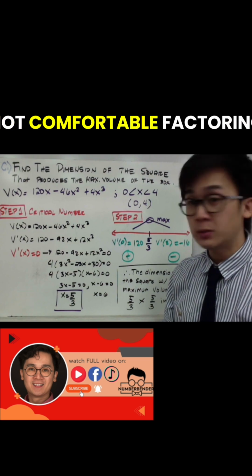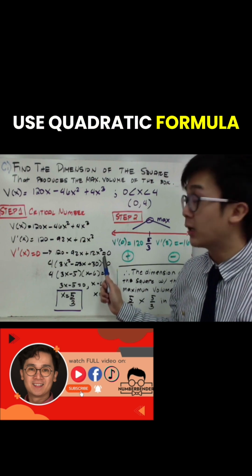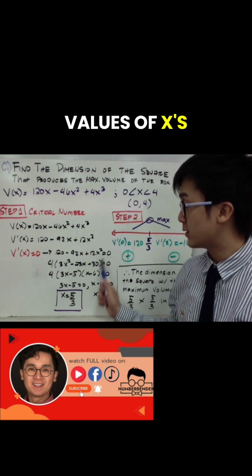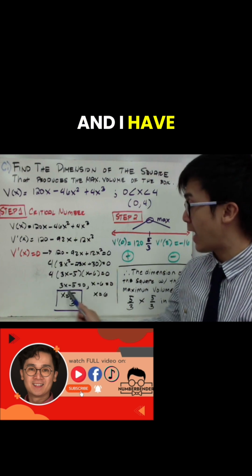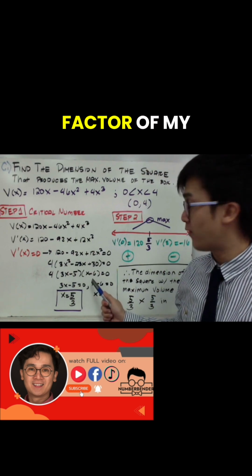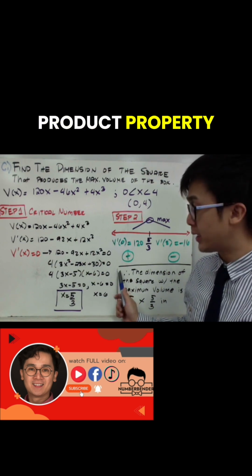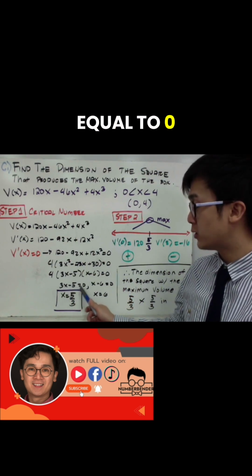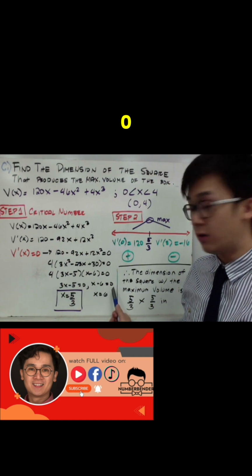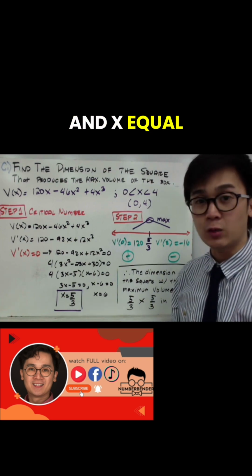So if you're not comfortable factoring out a big number like this, you can certainly use the quadratic formula to find the values of x. But here I factored it out, and I have 4 times 3x minus 5 times x minus 6 as the factors of my quadratic equation. Using the zero product property, I'll have 3x minus 5 equal to 0 and x minus 6 equal to 0. And solving for x, I have x equal to 5 over 3 and x equal to 6.